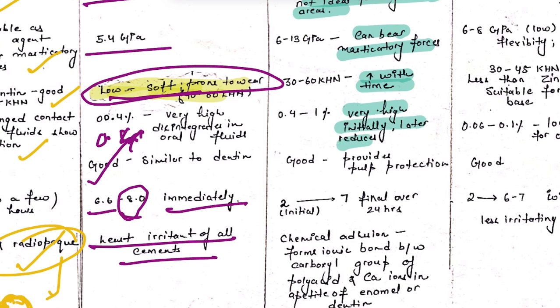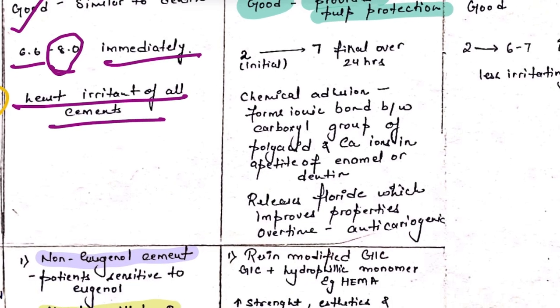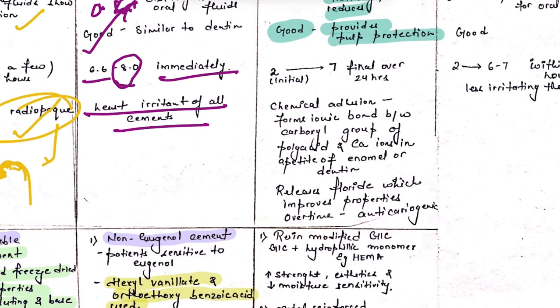Dissolution is very high. So whenever we make a GIC restoration, we apply Vaseline on top so it does not come in contact with your oral fluids, otherwise it will dissolve very fast. And the thermal insulation is good. It provides pulp protection, so it can be used for pulp capping, but we don't generally use it because it's expensive.